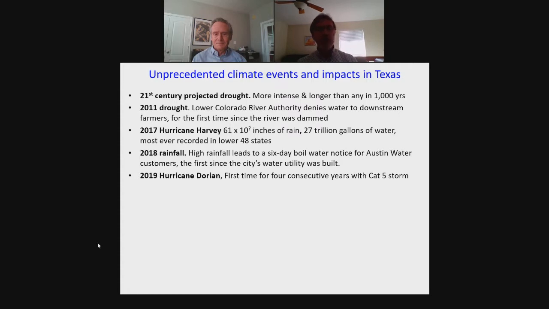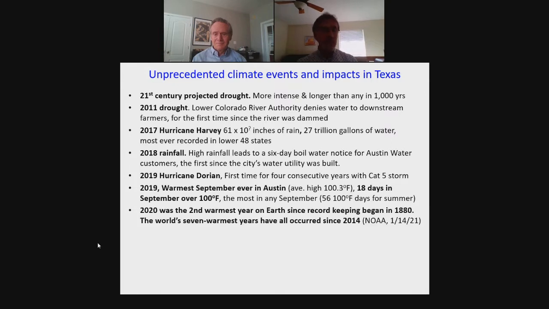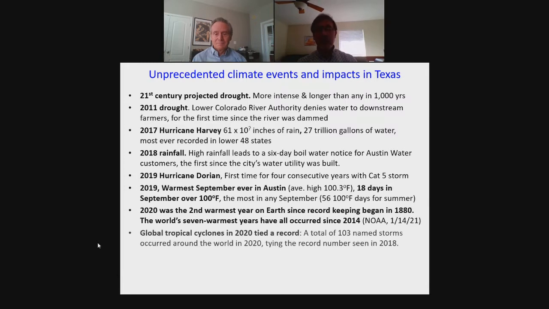For the first time in 2019, we had 4 consecutive years with Category 5 storms in the Atlantic Basin. And in 2019, we had our warmest September ever. In 2020, the data came in about a week or so ago through NOAA. It was the second warmest year on Earth since record keeping began in 1880. The world's 7 warmest years have all occurred in the past 7 years. A record number of tropical cyclones, 103 named storms, occurred around the world in 2020, tying the record previously set a couple of years before.